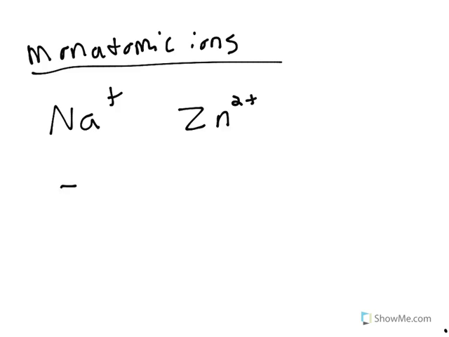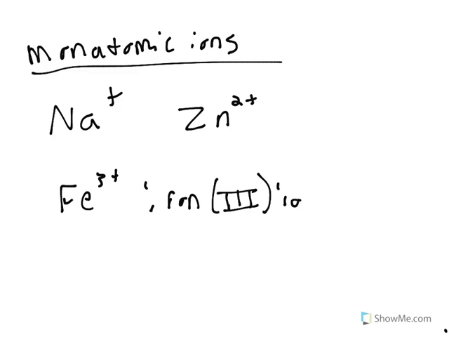For example, iron(III) ion. So that is for the positive ions. And now for negative ions, you do not need to use the Roman numeral system at all.